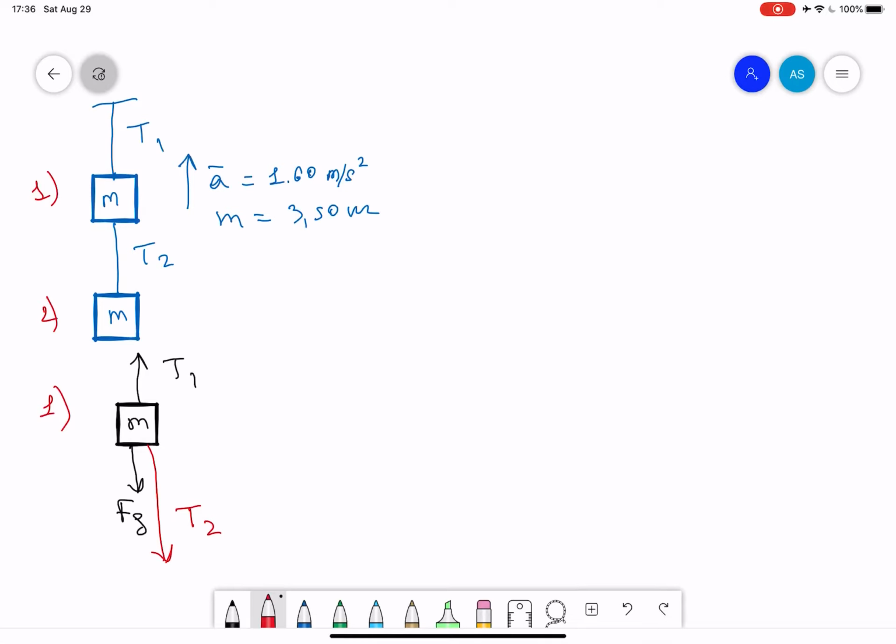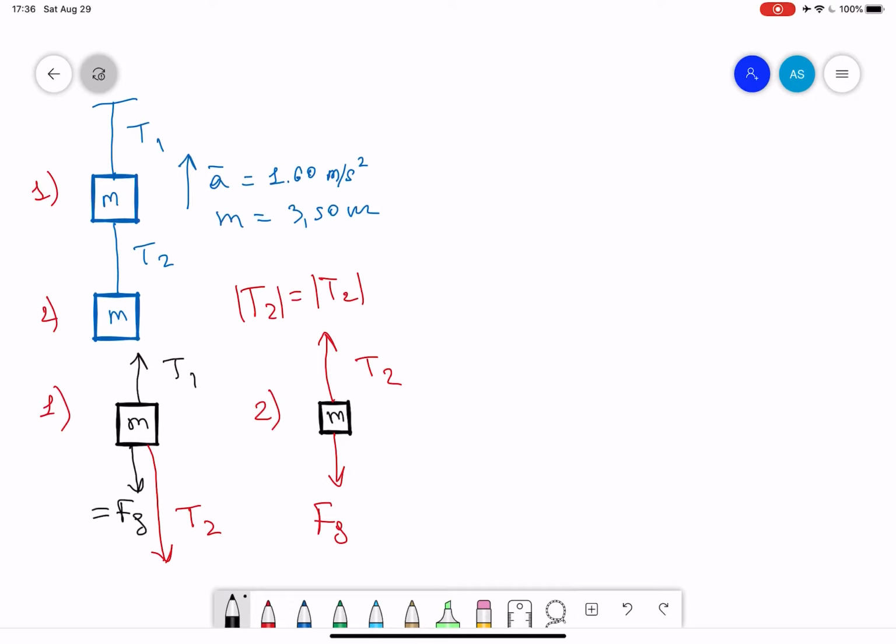Now let's draw a free body diagram for the second box. For the second box, this is the mass. We have a tension 2, and then we have the weight of the box. Now you have to keep in mind that this tension 2 is the same in magnitude but opposite in direction.